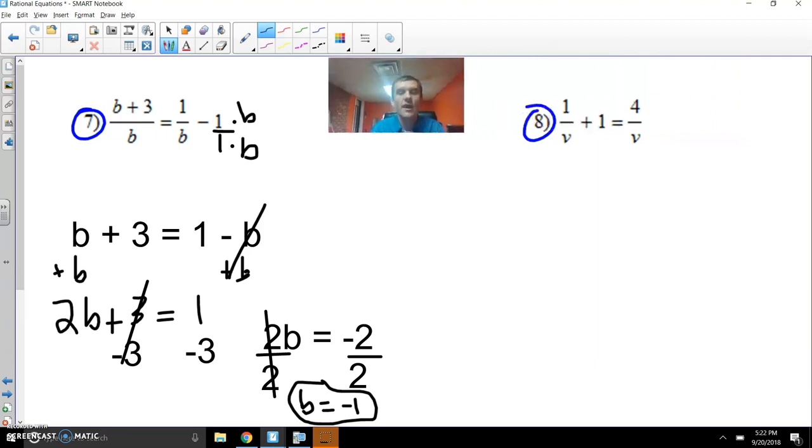So you can try number 8 on your own, but I can go ahead and get you started a little bit on that one. This one is over 1, and since these both have v, I'm going to multiply top and bottom by v. And now I get 1 plus v equals 4. And that is a one-step solve, so that shouldn't be too bad.